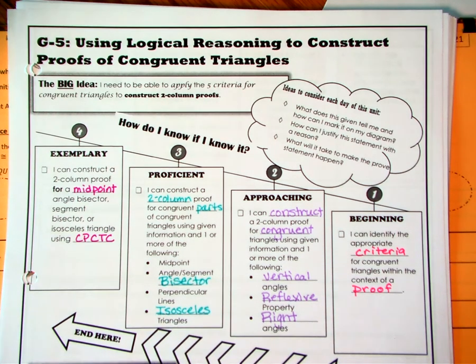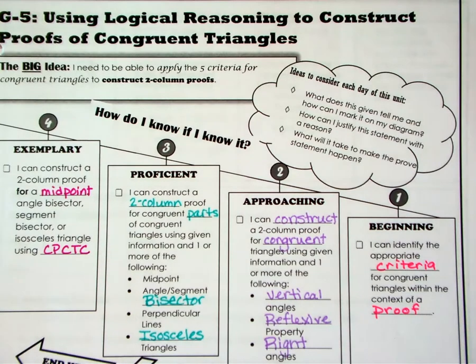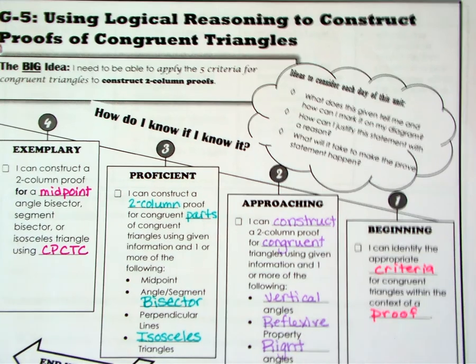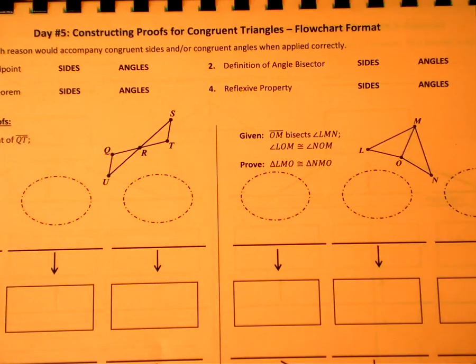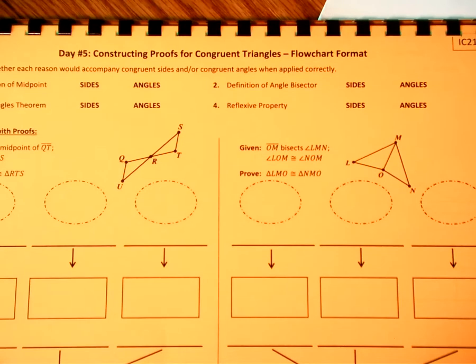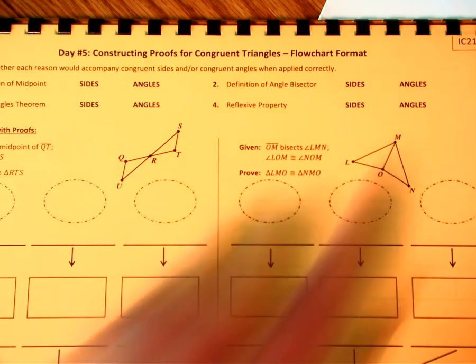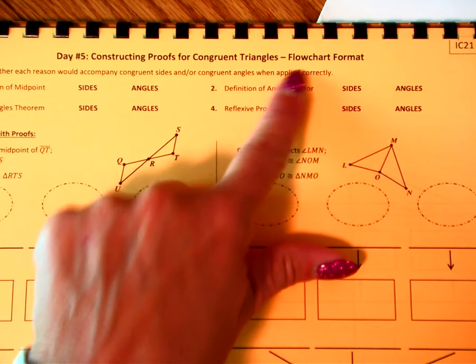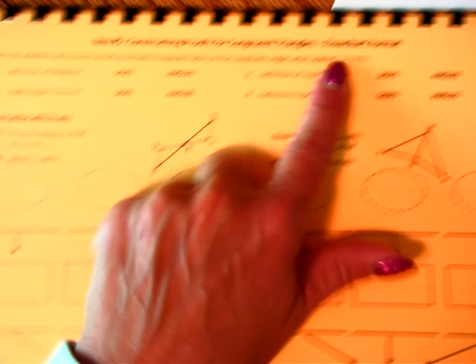And then you're considered to be at exemplary or level 4 if you can construct a 2-column proof for a midpoint, angle bisector, segment bisector, or isosceles triangles using CPCTC. We haven't gotten to that yet, but we will. So today we are working on our in class 21, constructing proofs for congruent triangles using the flowchart format.